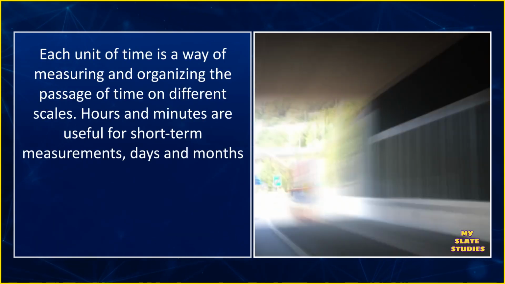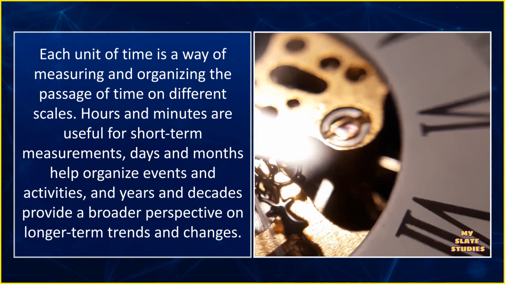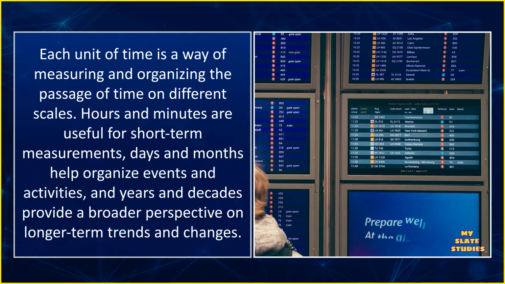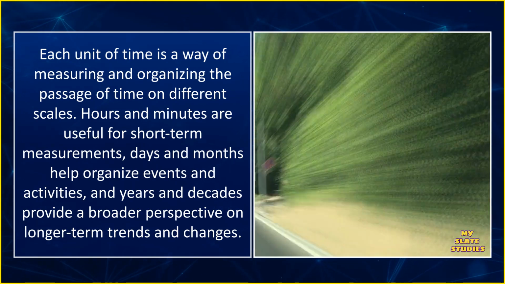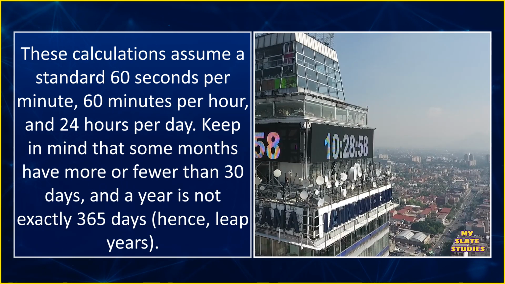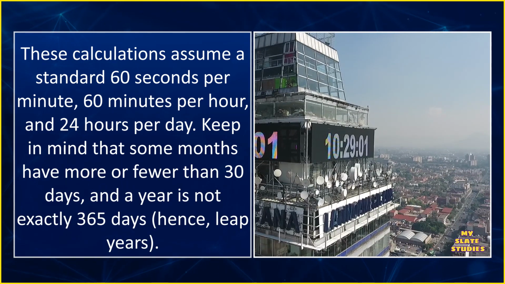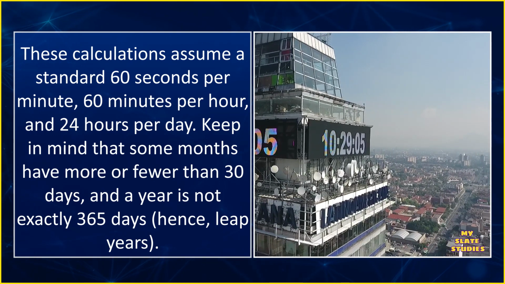Each unit of time is a way of measuring and organizing the passage of time on different scales. Hours and minutes are useful for short-term measurements, days and months help organize events and activities, and years and decades provide a broader perspective. These calculations assume a standard 60 seconds per minute, 60 minutes per hour, and 24 hours per day. Keep in mind that some months have more or fewer than 30 days, and a year is not exactly 365 days.